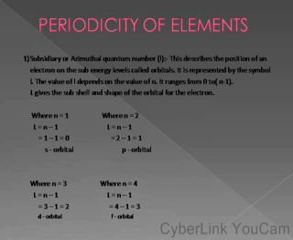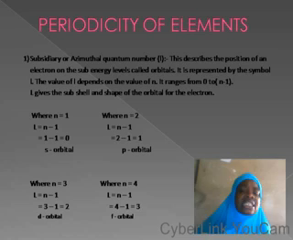Now let's move to our next quantum number, which is the subsidiary quantum number. What this one is describing is the position of an electron on the sub-energy level called orbital, and it is denoted by small l. Now the value of l depends on the value of n, which ranges from 0 to n minus 1. Now if n is equal to 1, which is the K shell, 1 minus 1 is 0, and the orbital is s orbital.